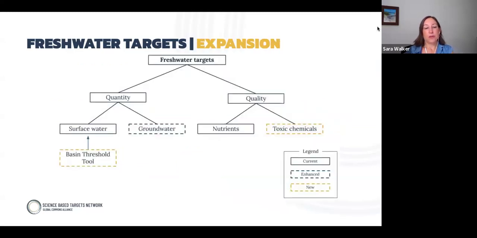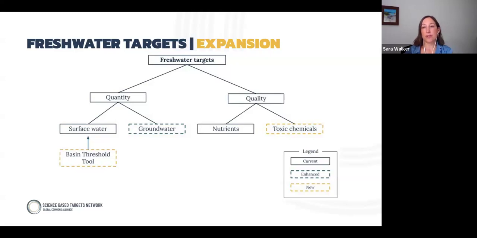So this graphic shows what you can expect in version 2 that's out for public consultation. Version 2 of the freshwater targets guidance complements the current freshwater methods that help companies address surface water use and nutrient pollution by introducing the first corporate guidance based on new science that enables companies to credibly address their impacts related to unsustainable groundwater use and toxic chemical pollution.